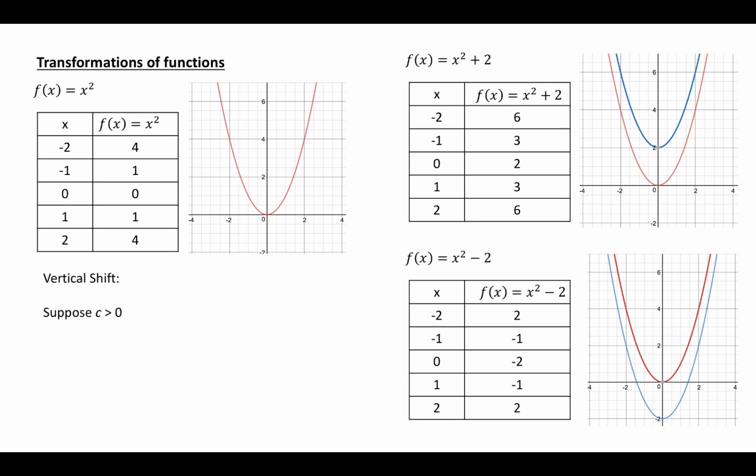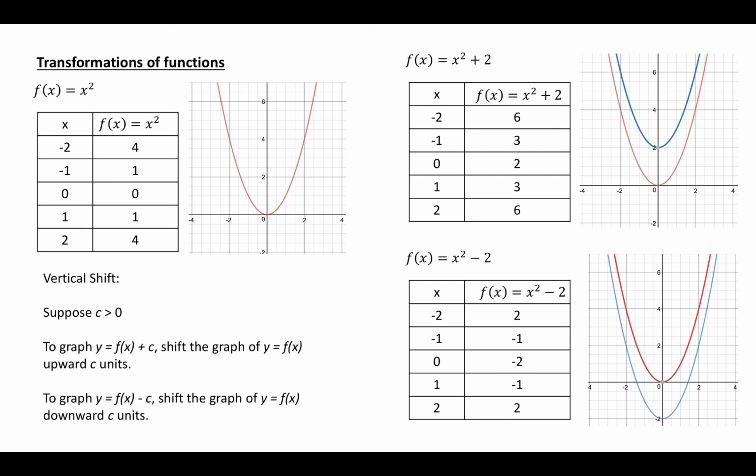Suppose that some constant c is greater than 0. To graph y equals f of x plus c, we shift the graph of y equals f of x upward c units. In this case, that constant was 2. To graph y equals f of x minus c, shift the graph of y equals f of x downward c units. Again, in this case, that constant c was 2.